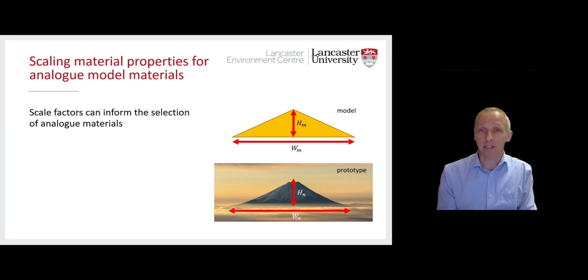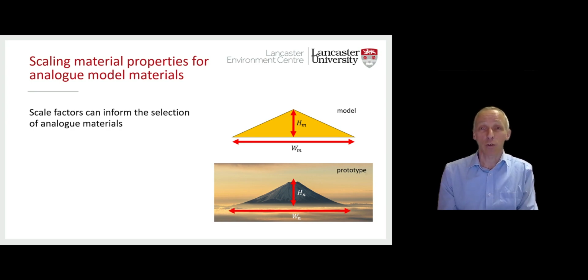So we can use these scale factors in the more detailed design of the model by using them to help with the selection of analog material. So in our sand model of a volcanic edifice, how do we know if sand is a suitable analog material to use? If we were wanting to explore the edifice deformation under gravity, then we would want to ensure that the relative strength of our model, when compared with gravitational forces, will be similar to that in a volcano.